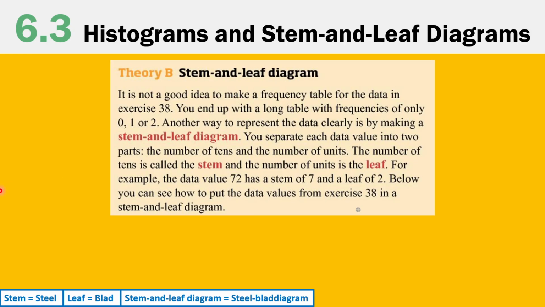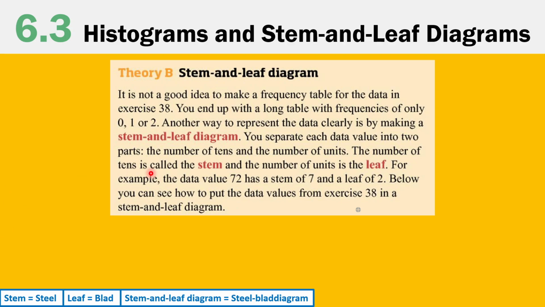Then we make a stem and leaf diagram. And my personal experience is that this is the most confusing one at first. So I'm going to try to explain this using a few steps on how it works. En de naam stem en leaf diagram, in het Nederlands een steel-bladdiagram, doet een beetje denken aan een bloem met een steel en een blad eraan.